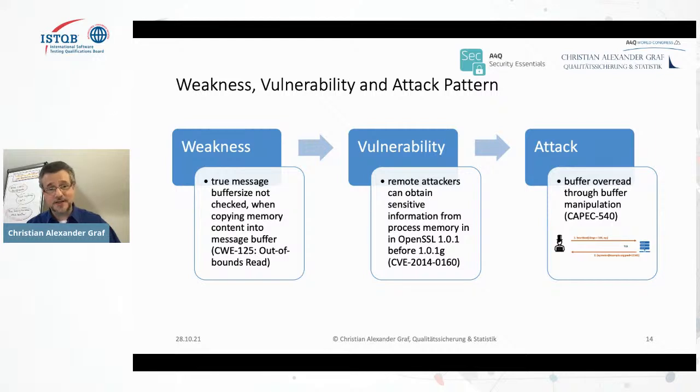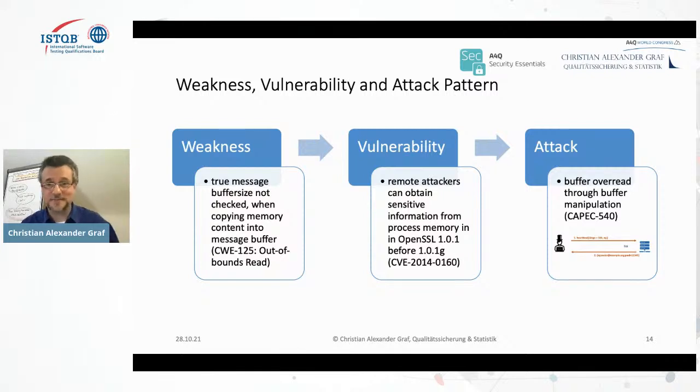And if we take a look at the corresponding weakness, what was actually happening in the program is that the true message buffer size was not checked when copying content into the message buffer. And that's CWE-125, that's the number of that weakness, an out-of-bounds read. You'll find that also in the list. And there's an attack pattern, a CAPEC pattern going with that, namely the buffer overread through buffer manipulation, which is actually the manipulation of a data structure.